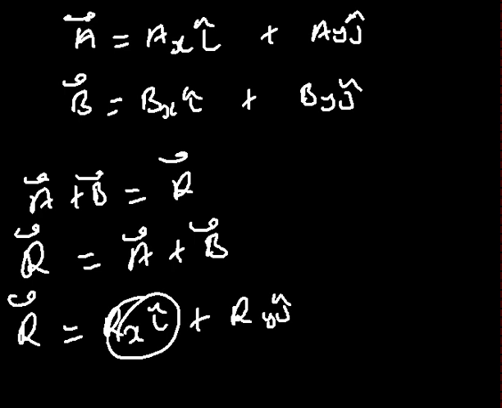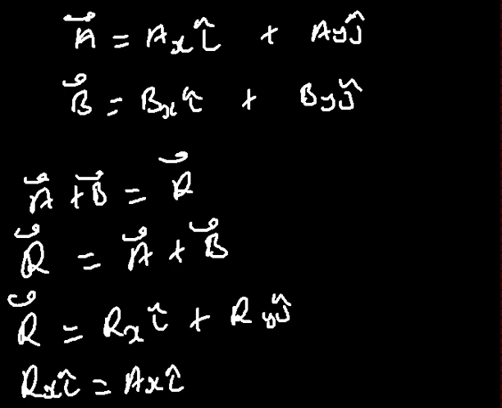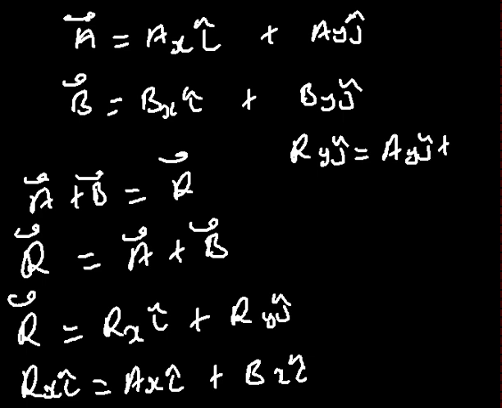What is the x component of the resultant vector? The x component, rx, consists of the x component of vector A plus the x component of vector B. In the same way, the y component of the resultant, ry, is given as the y component of vector A plus the y component of vector B.